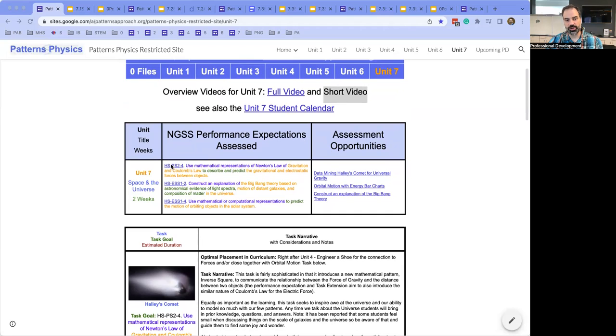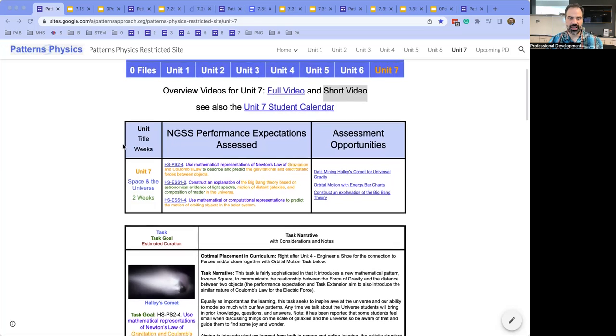All right, so there are 3 performance expectations: universal gravity, looking at orbits in our solar system, and then looking at the evidence for the Big Bang. All right, so I'll take each of these.